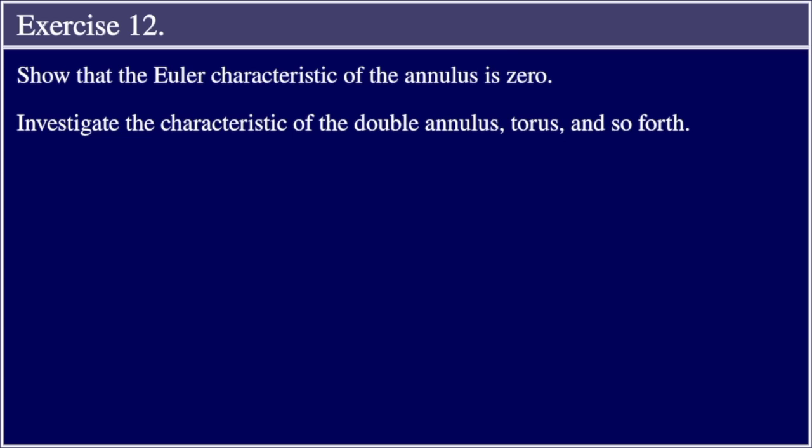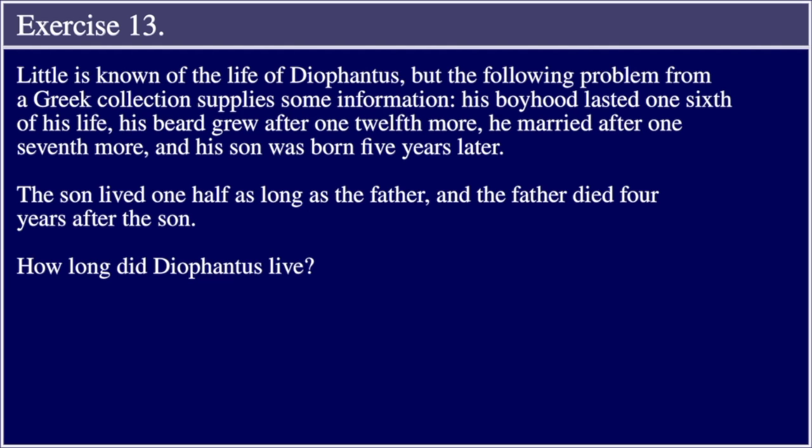Investigate the characteristic of the double annulus, torus, and so forth. 13. Little is known of the life of Diophantus, but the following problem from a Greek collection supplies some information. His boyhood lasted 1/6 of his life. His beard grew after 1/12 more. He married after 1/7 more, and his son was born 5 years later. The son lived 1/2 as long as the father, and the father died 4 years after the son. How long did Diophantus live?